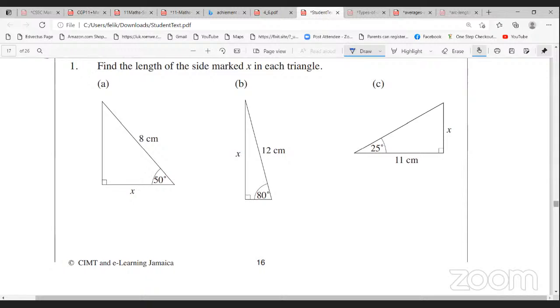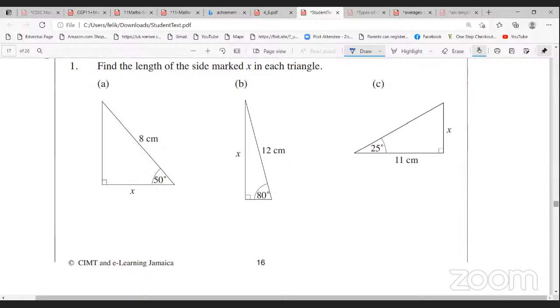Remember what I told you about sine rule and cosine rule yesterday. When do you use them? The sine rule is used when you are given either two angles and one side or two sides. Sine rule and cosine rule are used for what type of triangle? Triangles that are not right angle.